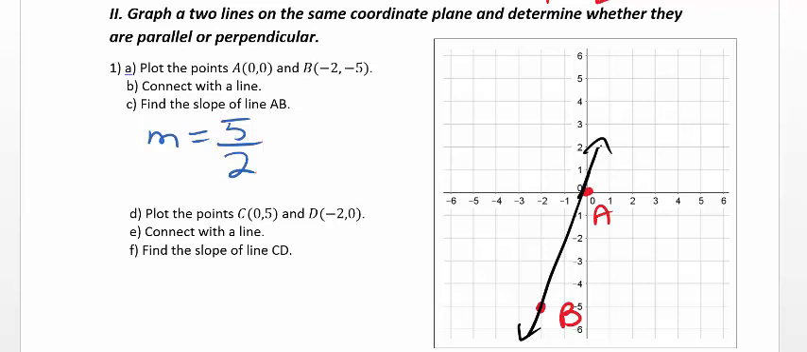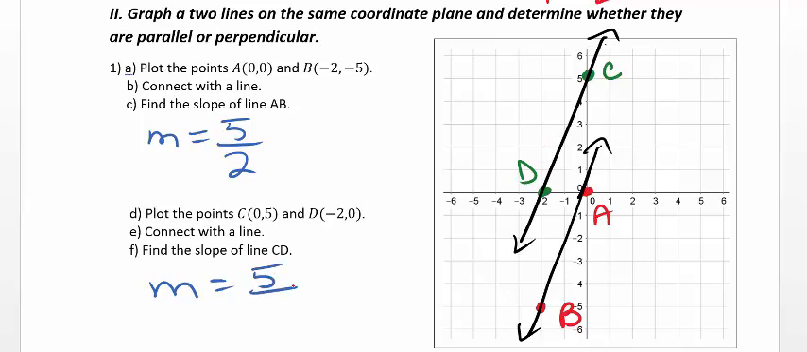Now I'm going to go ahead in part D here and plot the points (0, 5), that's on the y-axis here, and the point (-2, 0), which is right here, on the x-axis, and now I'm going to connect with a line. So now that I've connected the points and drawn the line CD, I want to find the slope of CD. So I'm going to start with this lower point here of D, and I'm going to count 1, 2, 3, 4, 5, which would be my rise, and then I had to run over 2 to get to C.